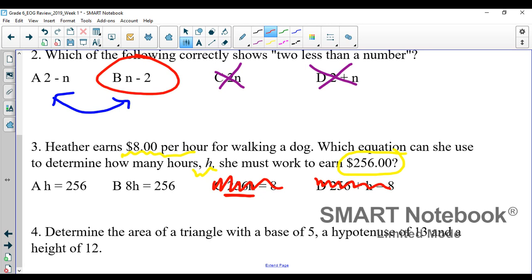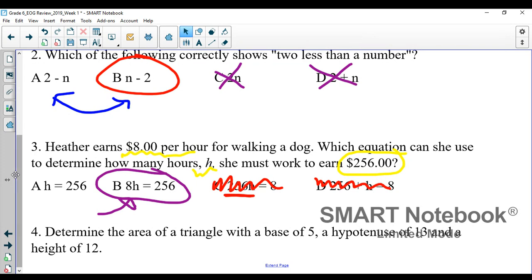So now we're down to A and B. So we know she makes $8 per hour. We don't know how many hours she works. If she worked for 2 hours, it'd be 8 times 2, 16. If she worked for 5 hours, it'd be 8 times 5, 40. But we don't know how many hours she works. So that's shown right here, 8 times H representing the unknown amount of hours. We do know that if we take the number of hours she works and times it by 8, eventually she's going to get 256.